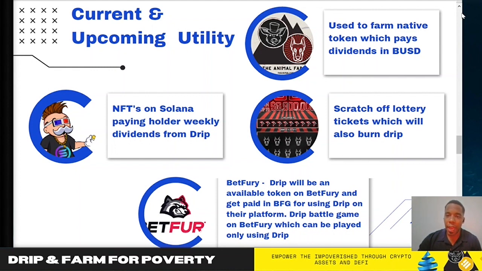There's also the Animal Farm, where Drip is used to farm the native pigs token, which pays out dividends in BUSD. So this is a layer two farming protocol on the Binance Smart Chain. And lastly, there has been a lottery announced where you can win pigs and dogs, which are the native tokens on the Animal Farm, and you will be able to use Drip to purchase these scratch-off tickets, and the Drip will be burned.